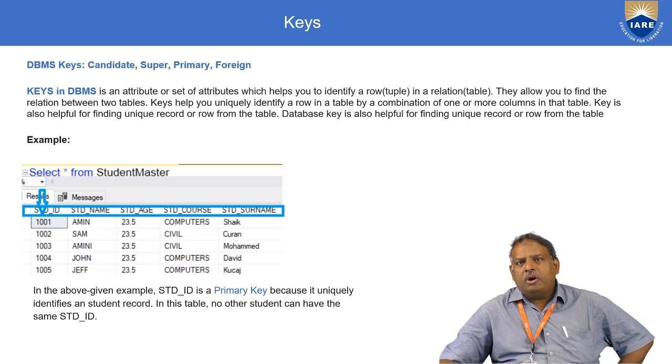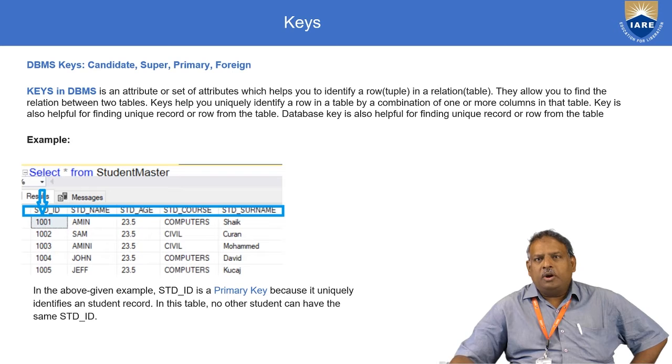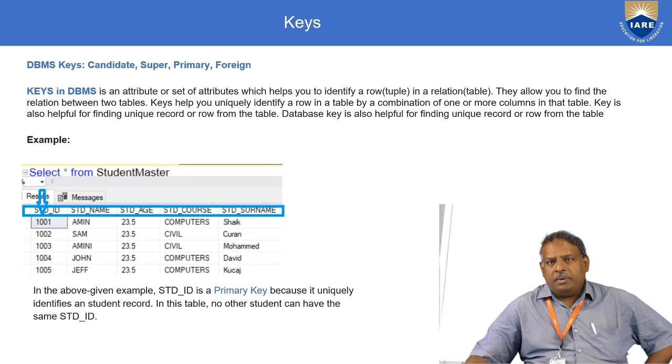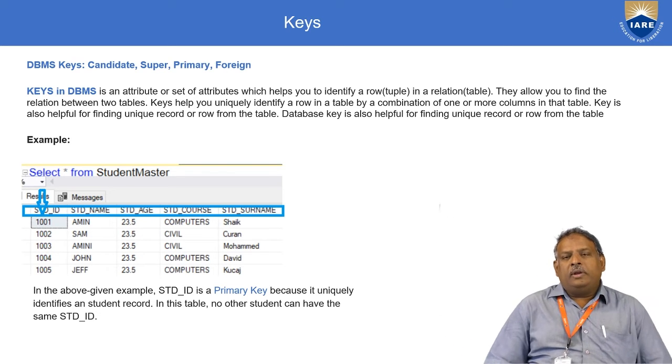These two tables can be joined through a key. That key is called the primary key or foreign key. These keys are used to join two tables, and also uniquely identify a record.